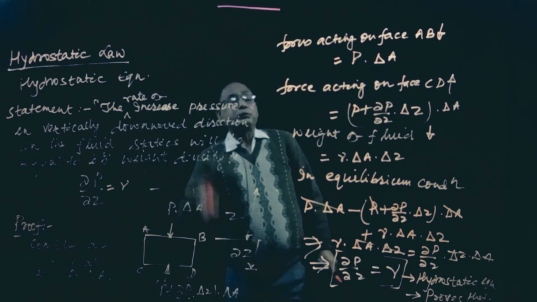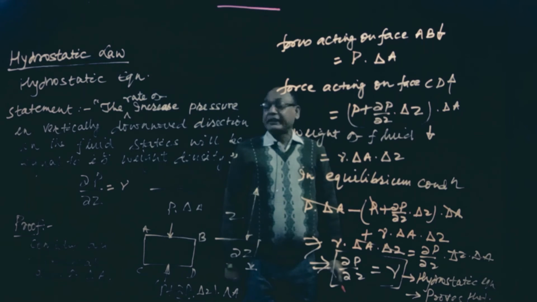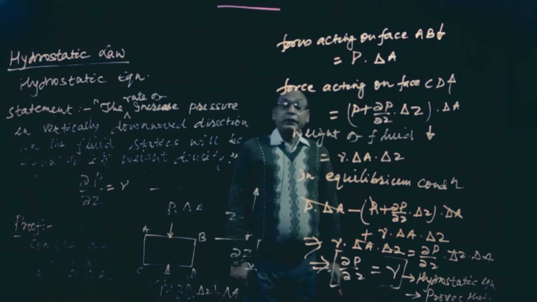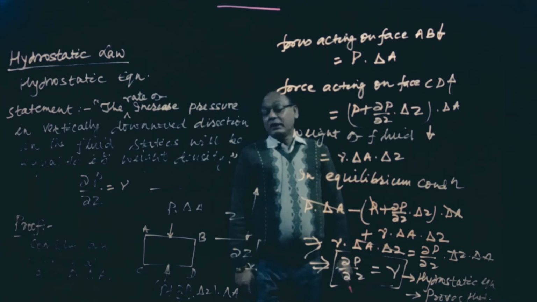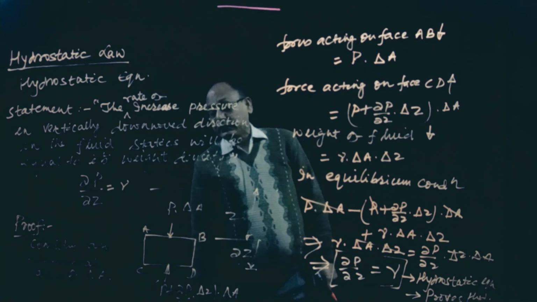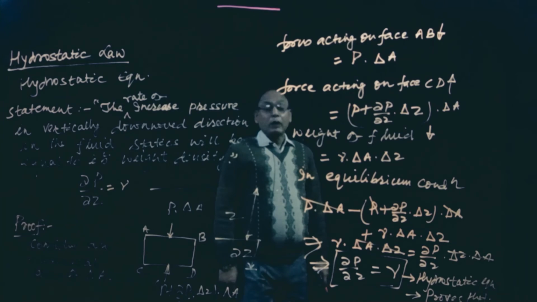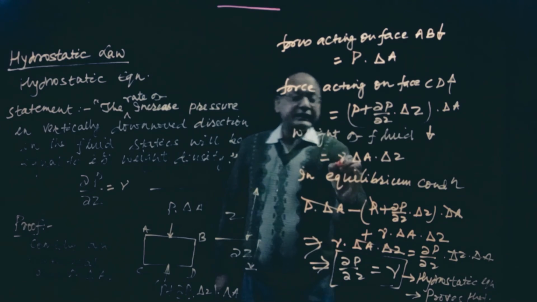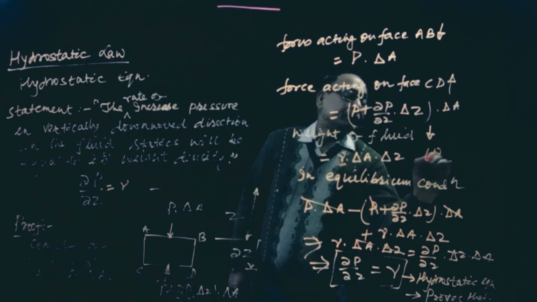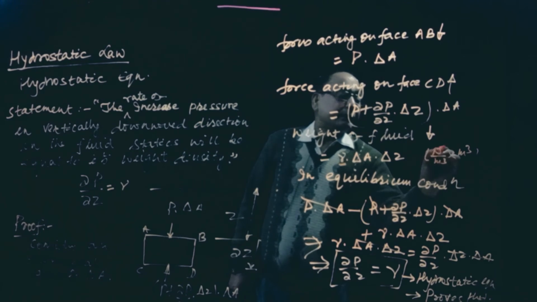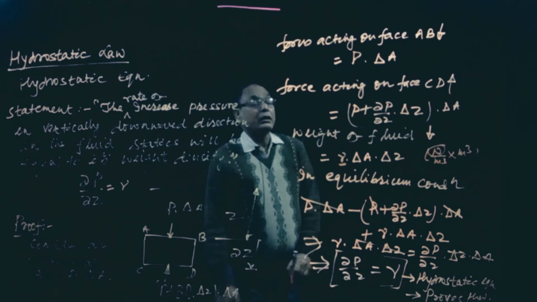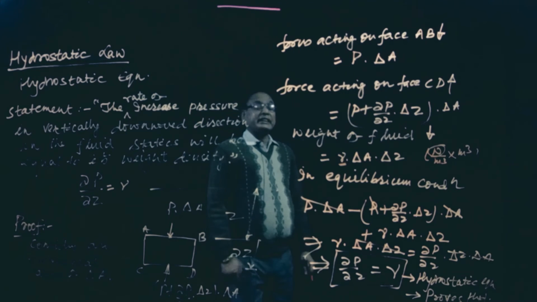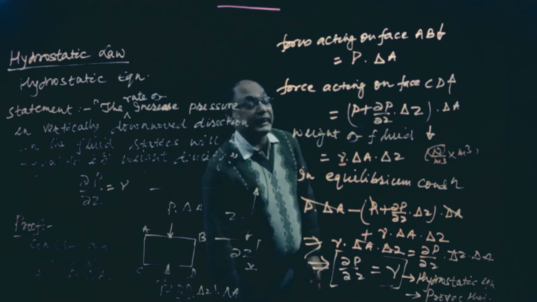Not only these two forces are acting on this elemental area; the weight of the fluid is also there. The weight of the fluid is nothing but weight density into volume. Weight density is Newton per meter cube, and if you multiply by volume, it gives the force unit. So the weight is gamma into delta A into delta Z.